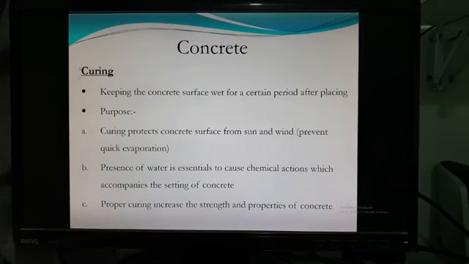So during this curing process, it's important that we keep the surface of the concrete wet. Wet doesn't mean here that we pour water on it. It's just we want to keep it moist so that the surface of the concrete does not dry out.